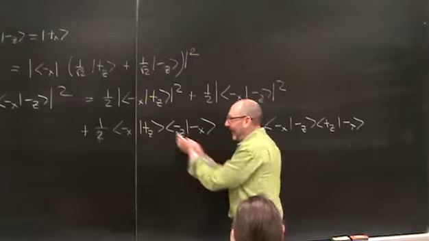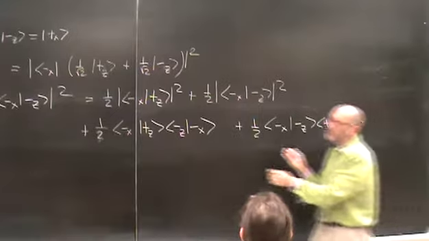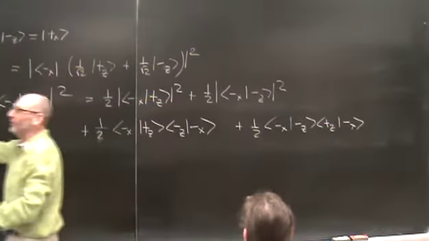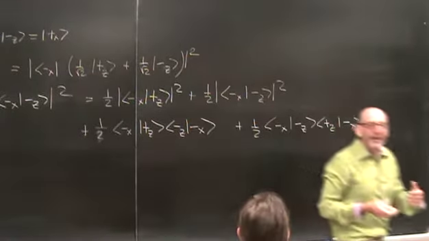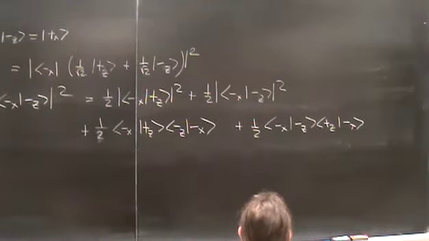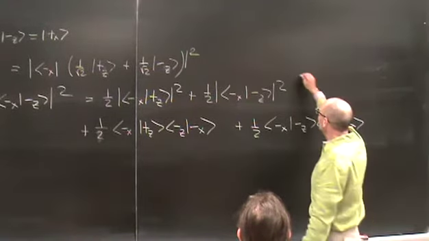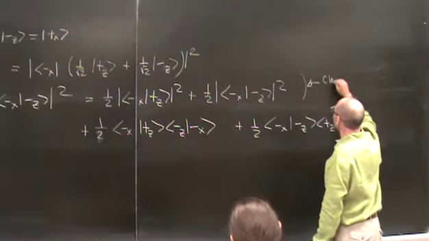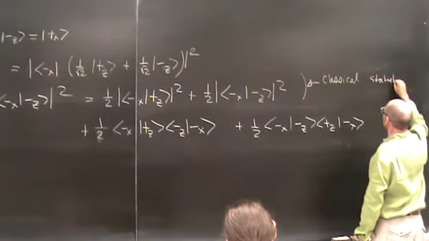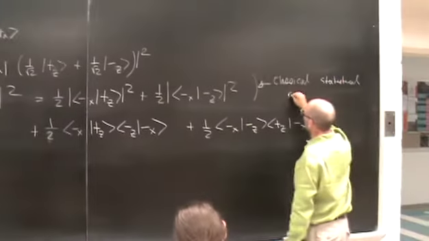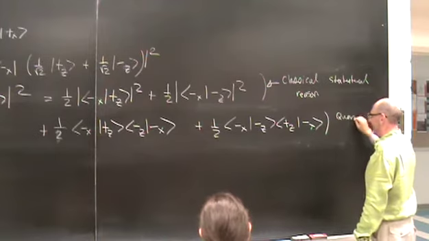But that's not the whole story. I have these terms, which are the cross terms, which are the interference between these two alternatives. So we don't know. It's in a coherent superposition, and those two terms interfere. Okay? So these are the classical alternatives. So this is classical statistical reasoning, logic, and this is quantum interference, illogic.